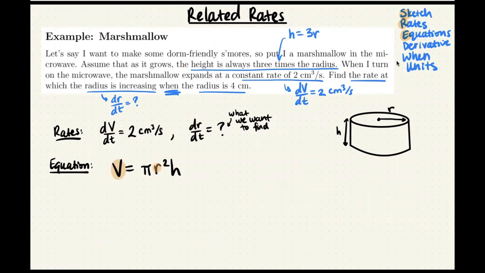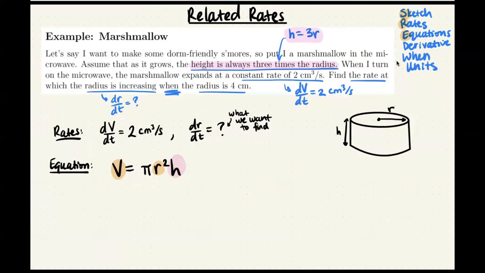We know something about volume. We know something about radius. There's this kind of pesky height in here. Ordinarily we'd say, well, I don't have information about the height, so I don't know what I'm going to do there. But we were told that the height is always 3 times the radius. So I wrote this down: if the height is always 3 times the radius, h equals 3r.